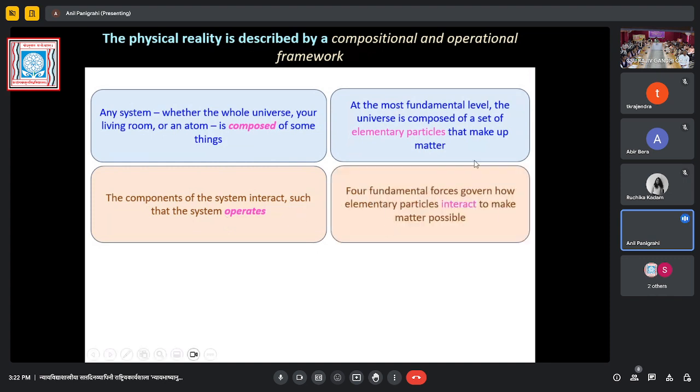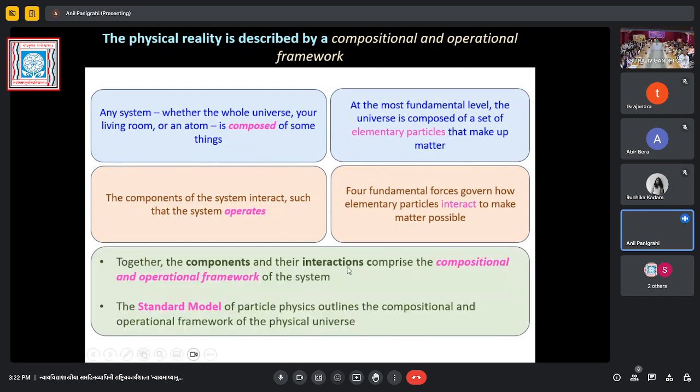And at the fundamental level, we have 4 fundamental forces that describe all the interactions that are possible. And together, the components and the interactions of the system comprise the compositional and operational framework. So, the goal of scientists and philosophers has always been to describe the compositional and operational framework of any system that they are investigating.